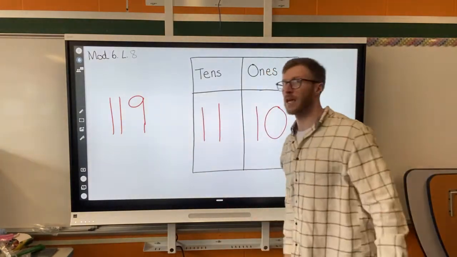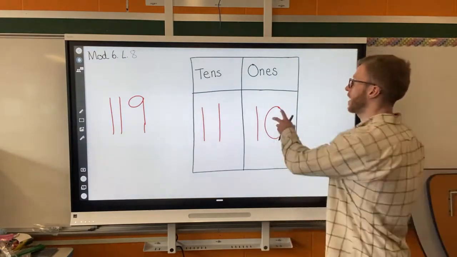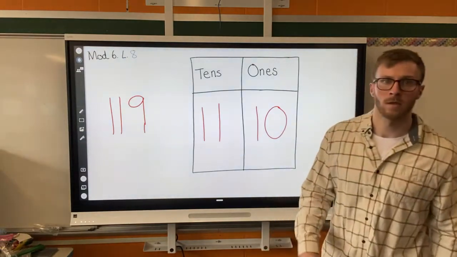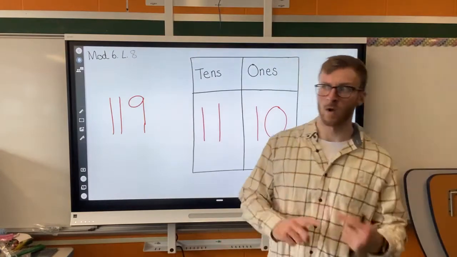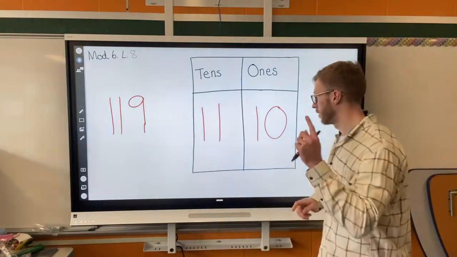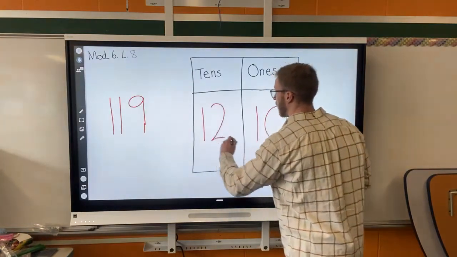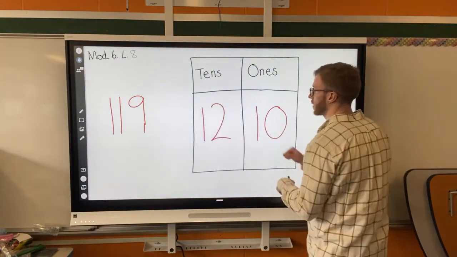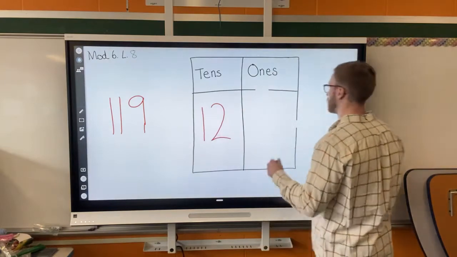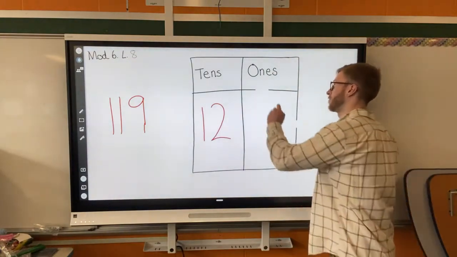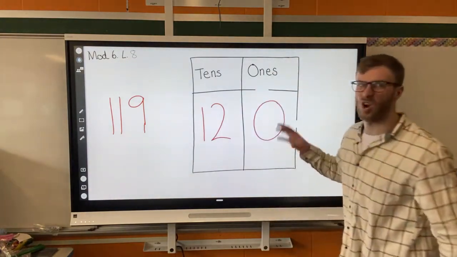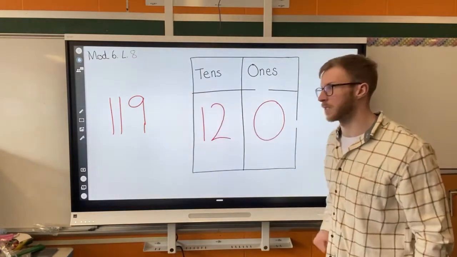So right now we have 11 groups of 10. I want to add one more group of 10. So what's 11 plus 1? It's going to be 12. So now I just took this 10, moved it over there. So now we have 12 groups of 10 and back to 0 ones. Because I just took all those ones and moved them into my group of 10 area.